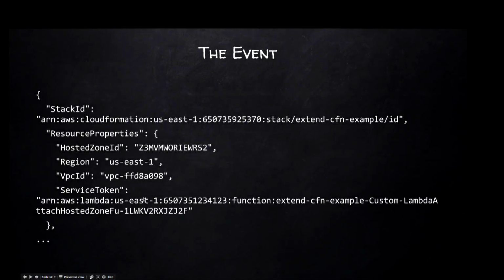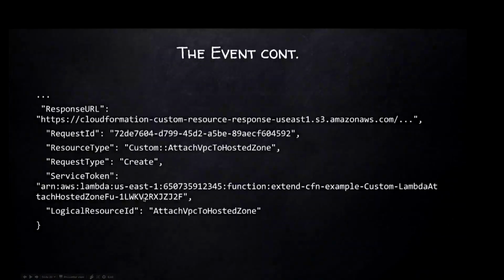Our service token, which is just the ARN of the Lambda function itself. We have some more things like the response URL. Again, like I said, that's an S3 location that is a signed S3 location, so you can post a response back. The request ID, resource type, request type, service token again, okay, and the logical resource ID.